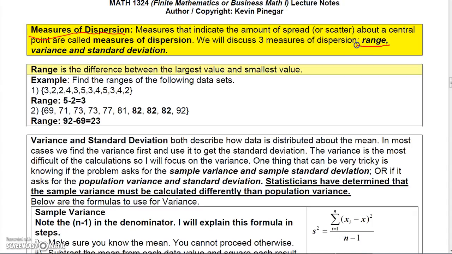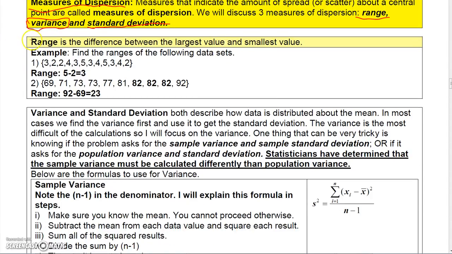One is real simple, that's the range. The most complicated one is the variance. But here's the good news, if you can calculate the variance, the standard deviation is just a simple push of a button on the calculator. So let's go ahead and start with the range.